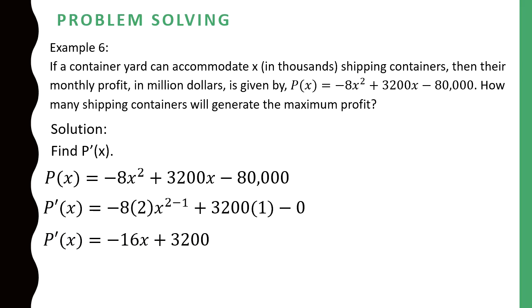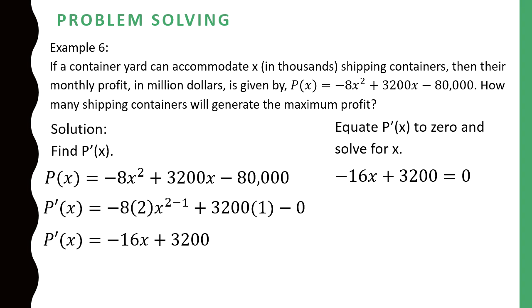Now, since we don't have any value given for x, we will be the one to find the value of x. Hence, we equate our P prime of x to 0 and solve for x. So our P prime of x here is negative 16x plus 3,200. Then we equate it to 0 and solve for x. First thing to do is transfer 3,200 to the right side of our equation. This will become negative 16x equals negative 3,200.